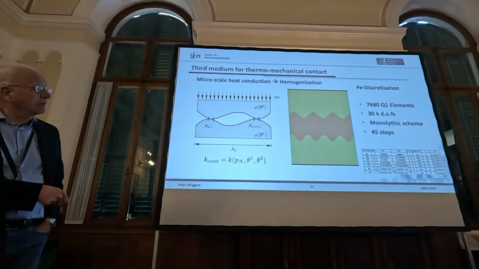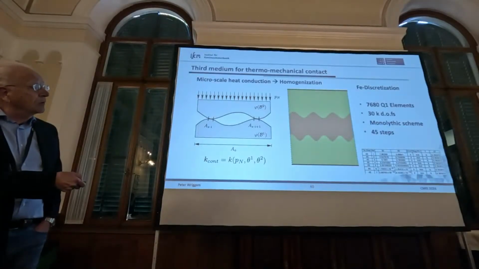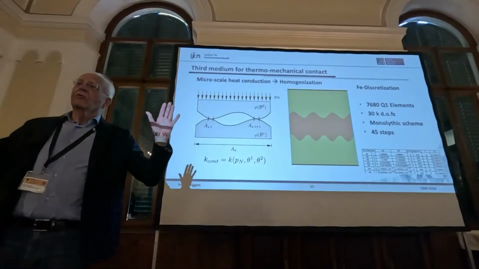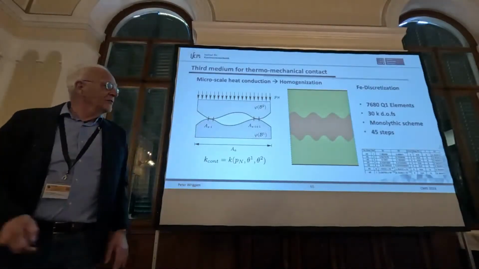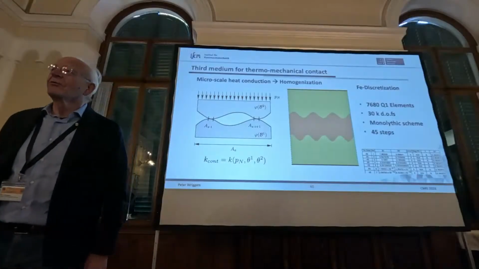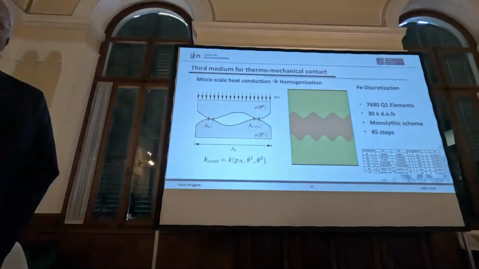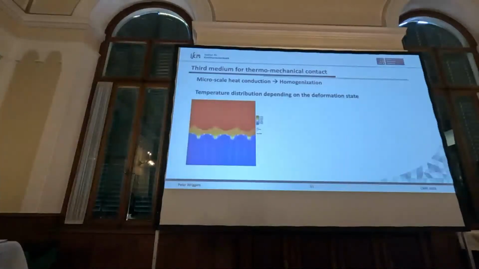We use 45 steps. And if you look a little bit more in detail, you can see here the behavior. And I mean, I grew up with consistent tangents, so this is really Newton convergence. So I always need to see that, otherwise I'm not happy. So this one also works quite nicely.